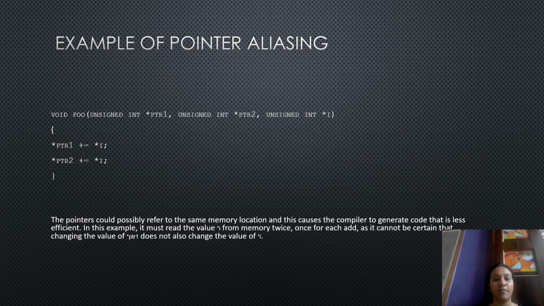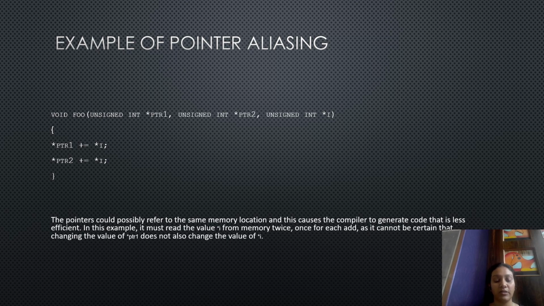Now, example of pointer aliasing. Here we have considered a small code to learn more about pointer aliasing. Here we are going to initialize two pointers, ptr1 and ptr2, and a location I. Here ptr1 plus equals pointer I, and ptr2 plus equals pointer I. Here the two pointers are given access to the same location I.